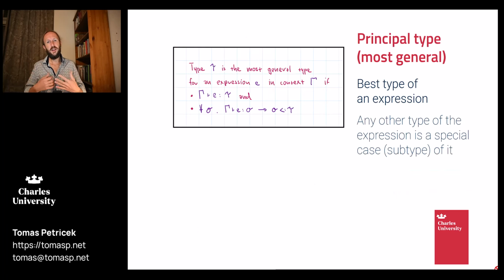I said that we want to infer the best possible type. Formally, this is called the principal type or the most general type. And it means that you infer a type for an expression E, and the type is the most general, the principal type, if for any other type that you can also infer, any other type that is a valid type of the expression, that type is a special case or subtype of our principal type.